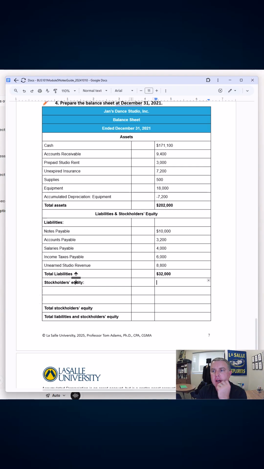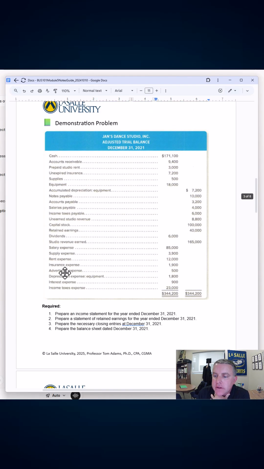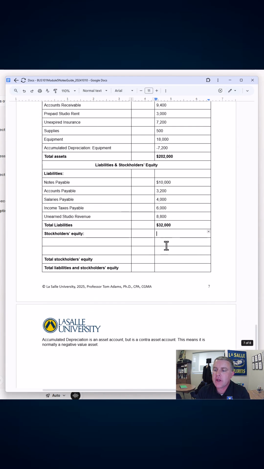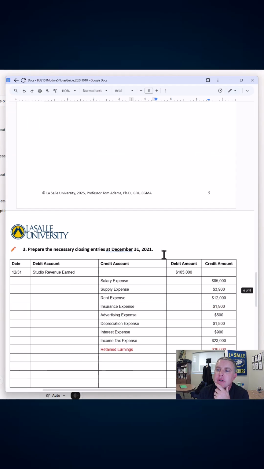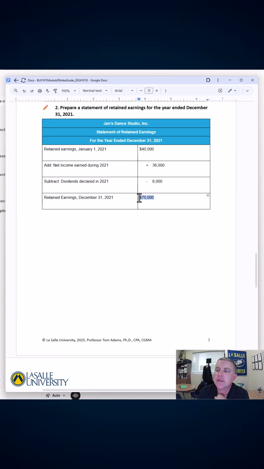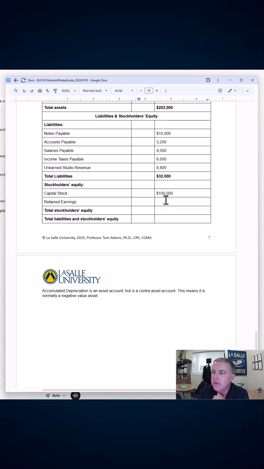Last section here is we need stockholders' equity. Come back up to the trial balance. Stockholders' equity includes capital stock, which is $100,000. So capital stock is $100,000. And lastly, we have retained earnings. And let's see if you remember, we already did the statement of retained earnings. So we already have this number. We don't go to the trial balance for this. We go to the statement of retained earnings. Up here, our statement of retained earnings says that this is $70,000. I'm going to put this in, 70,000.